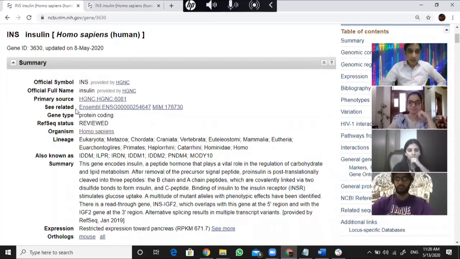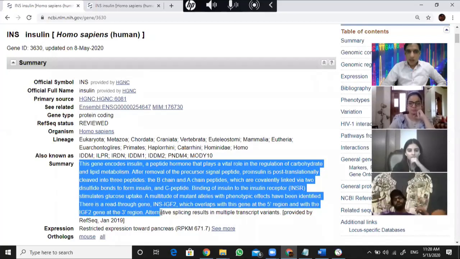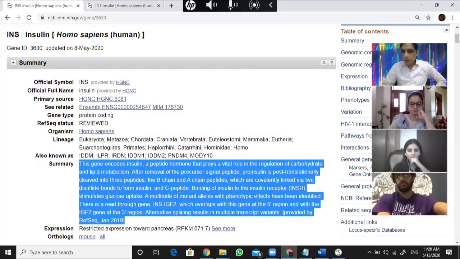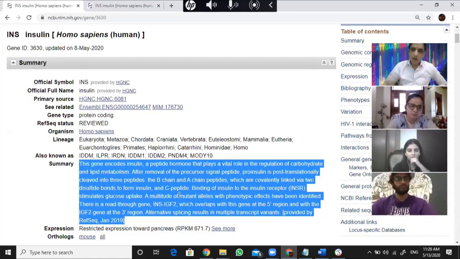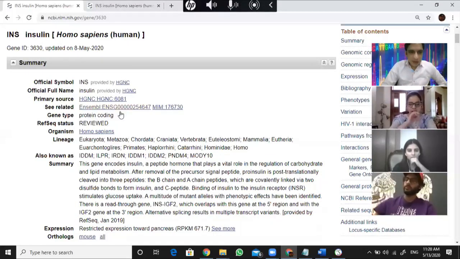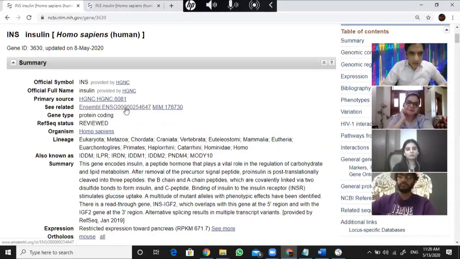When the information is there, it carries the official symbol and other names, and also a short summary of that particular gene. This is sometimes very important if you are working on a particular gene in research, as it will let you know what the gene does. Very handy little information. And you can see some related information is there. This is important to understand.